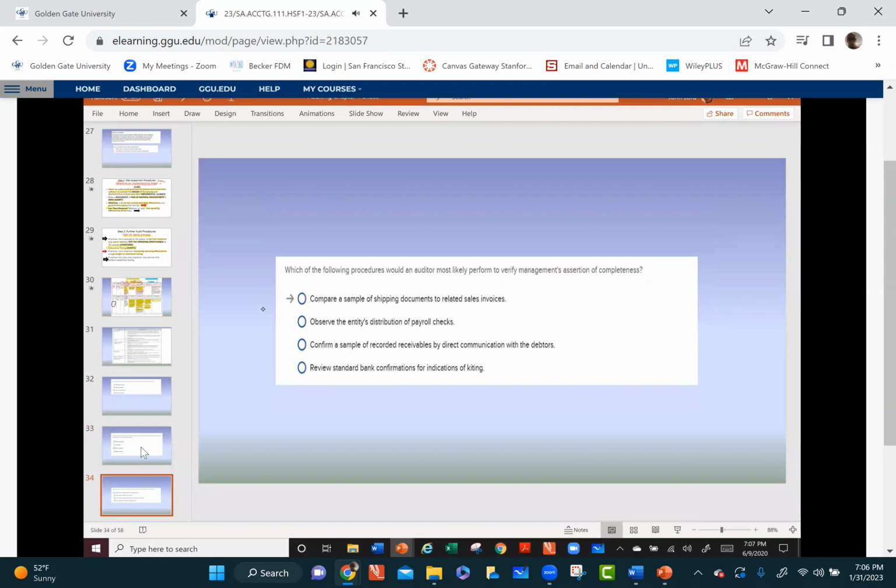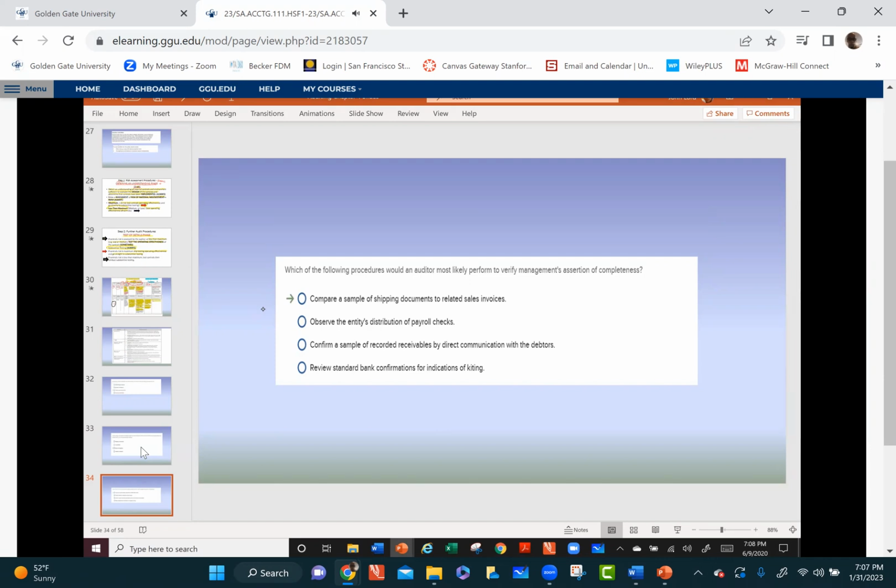Okay, good. What's the following procedure an auditor most likely perform to verify management's assertion of completeness? You can see the answer, but let's look at the bottom. Review standard bank confirmation. Confirmation is typically how we audit what? How we audit the existence assertion. Remember that one slide? Confirmation, take some information, send a letter out. So that's not going to help me with completeness. It might help me with existence.